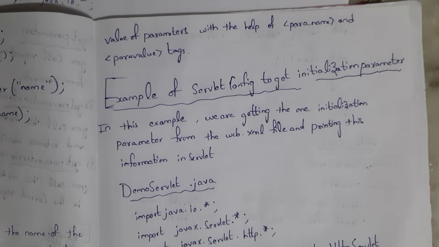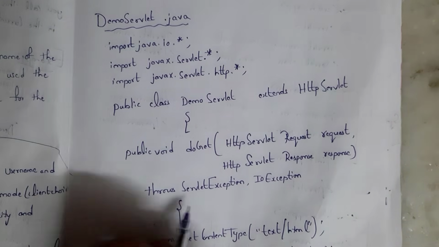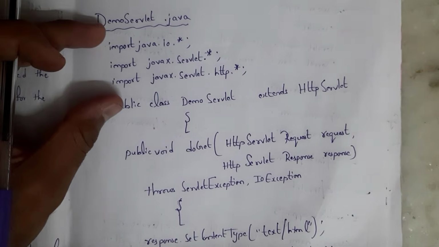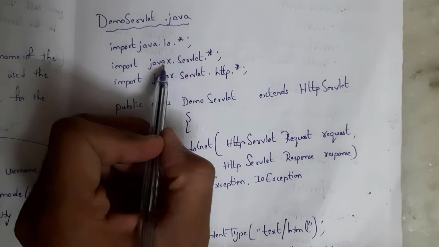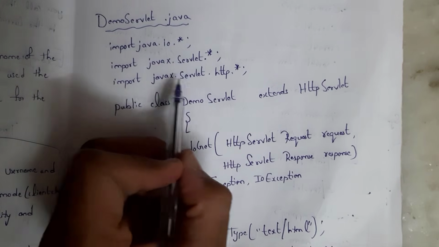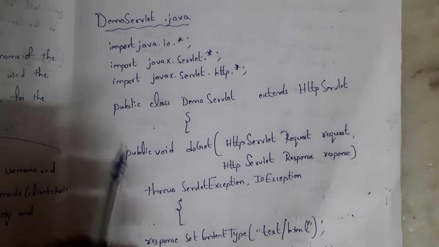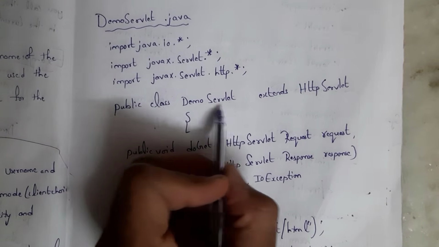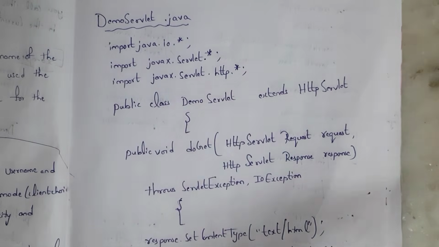I will write one small program. As I said before, for each and every servlet program, up to here it is the same. At first I am importing packages. The first is the java.io package, and the next ones are the javax.servlet and javax.servlet.http packages. These are the three packages that I have imported. After that I am creating a class named DemoServlet: public class DemoServlet extends HttpServlet.